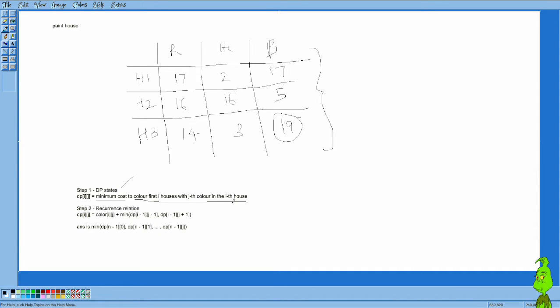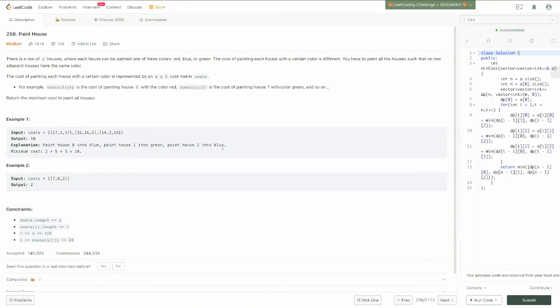Why is it the minimum of all these? Like, why is this one the answer? This one is the answer because dpn minus 1 0 gives the value when the color is the 0th color, and similarly for the first color, for the last row. For the last house, the color can be anything. It can be either red or green or blue. When the color is red, then some answer is there. When it is green, then some other answer is there. When it is blue, then some other answer is there. And you have to take the minimum of all these to get the final answer. Okay. So let's see the code a bit.